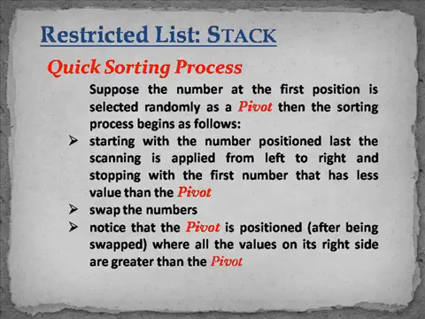Dear students, assuming that the number at the first position is selected as the pivot, the sorting process begins as follows. Starting with the number positioned last in the list, the scanning is applied from right to left, and scanning is stopped when the first number that has less value than the pivot is found. Swap the numbers. Notice that the pivot is positioned after being swapped where all the values on its right side are greater than the pivot.